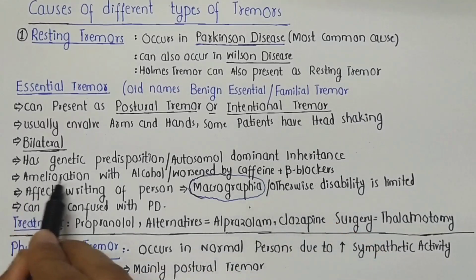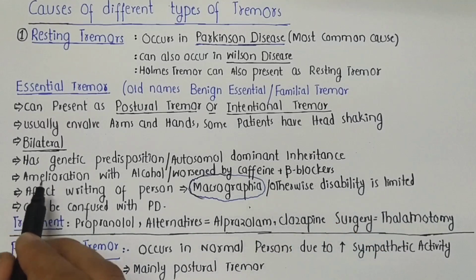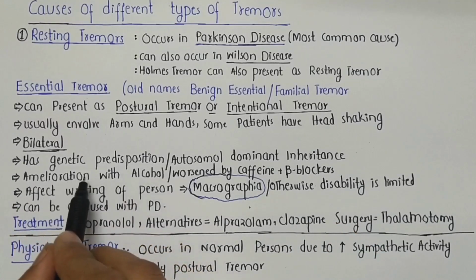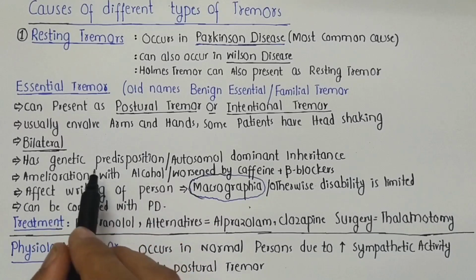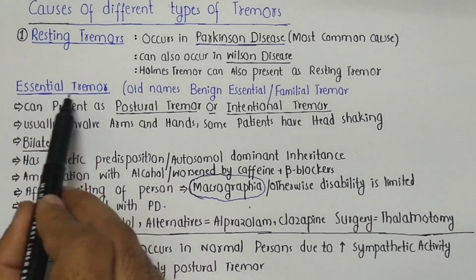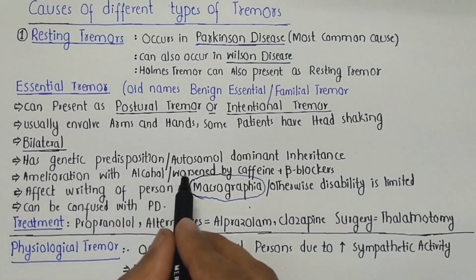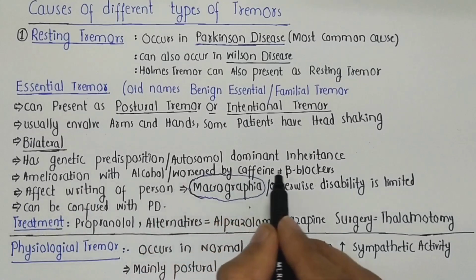A classical feature of essential tremor is its amelioration with alcohol. When you give alcohol to a patient who is experiencing essential tremors, these tremors will be relieved. They will ameliorate, and they are classically worsened by caffeine and beta agonists.